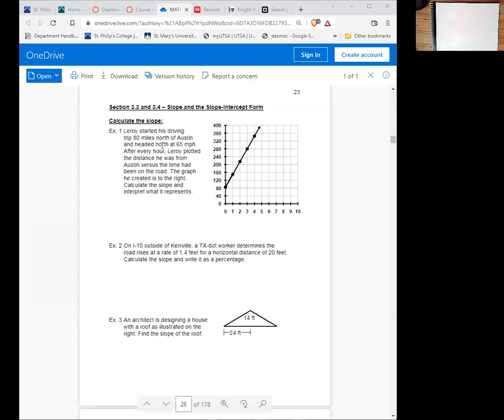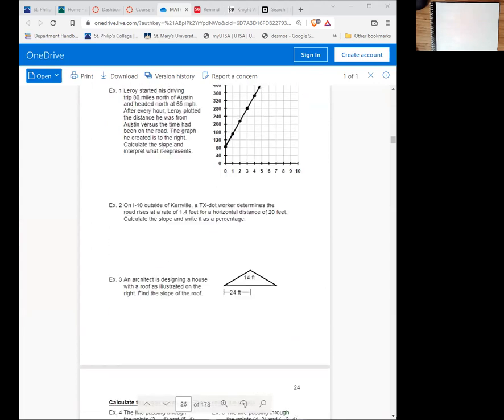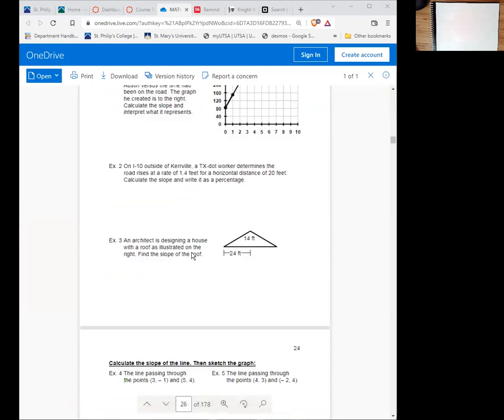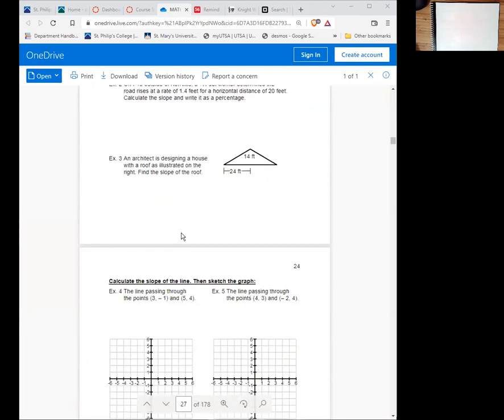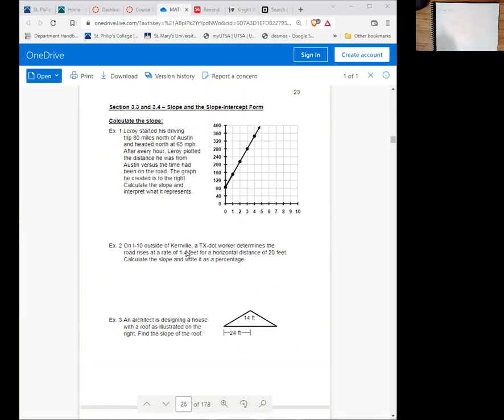I think we started this problem, right? And we stopped. Yeah, I remember this. So we are on example 3. This would be 3.3 and 3.4, slope and slope intercept form. Example 3.